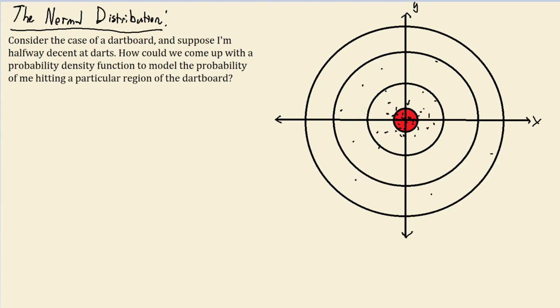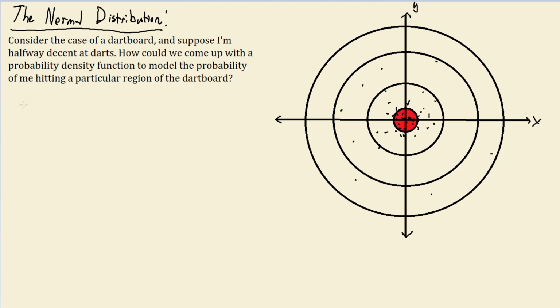So if, for example, you thought of how many darts would be in the first circle, there's going to be a lot more than the second circle. And it looks like once we get to the second circle, we get 1, 2, 3, 4, 5, 6 that are purely in the second circle, and then it drops to about half that once we get to the amount of darts that wind up in the third circle. So the probability is decreasing as we get further away from this mean. And so we're asked, how can we come up with a probability density function to model this situation, to model the probability of me hitting a particular region of the dartboard?